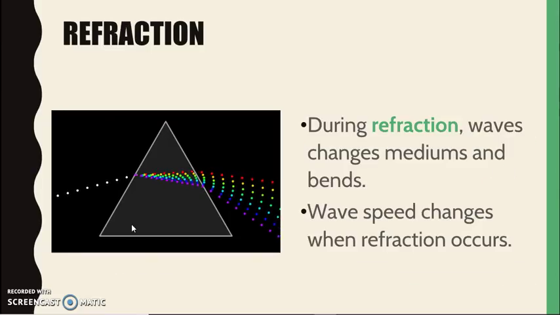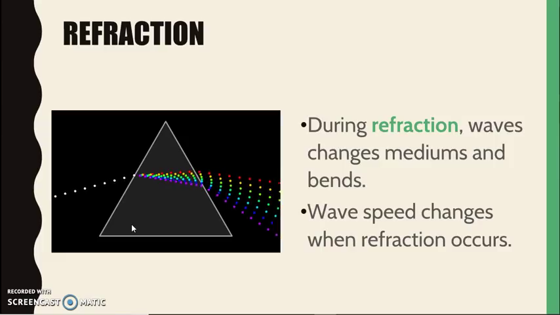Then we've got refraction. Refraction is a little bit different than reflection. In refraction, waves change mediums, and so they bend. Now remember, a medium is whatever it is that the wave is traveling through. So it could be air. Air could be your medium. Sound waves are traveling through the air. Or it could be water. Light waves are traveling through water. That's your medium. Or it could be glass. Whatever the case is, if it switches.